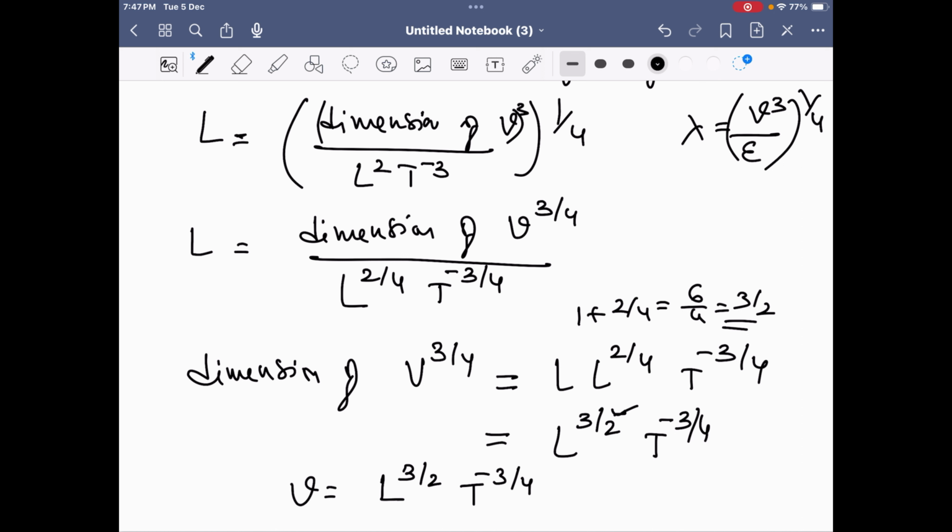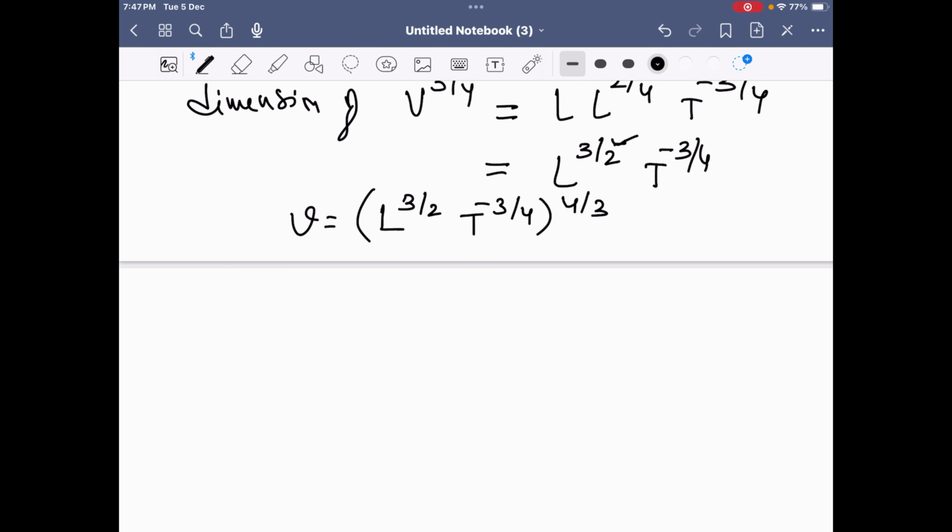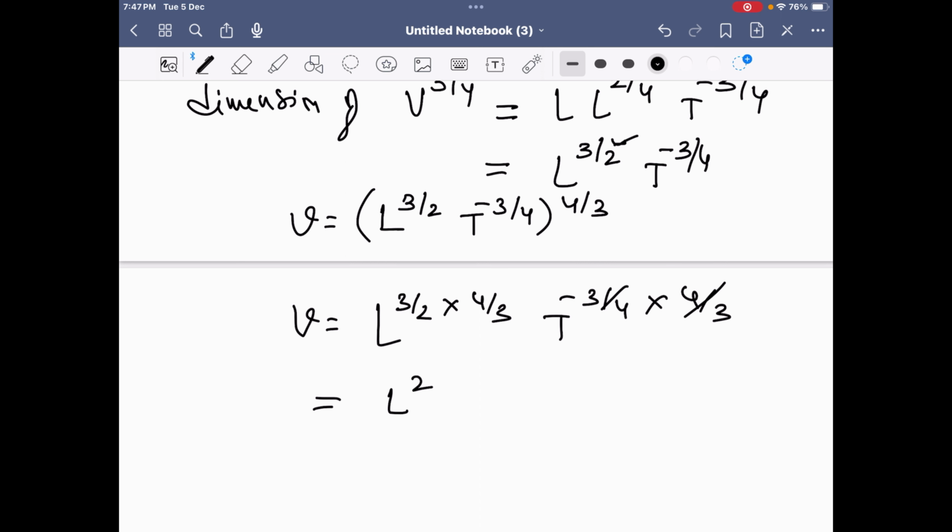So this is (3/4) to the power of 4/3, it becomes 4 by 3. So now if you just multiply this one, V is equal to L to the power of 3/2 into 4/3, t to the power of minus 3/4 into 4/3. So this gets cancelled, and now it becomes minus 1. So basically what will happen? It becomes L squared, since 3/2 times 4/3 is 2, and t to the power minus 1. So this is the unit of V, based on dimensional homogeneity.